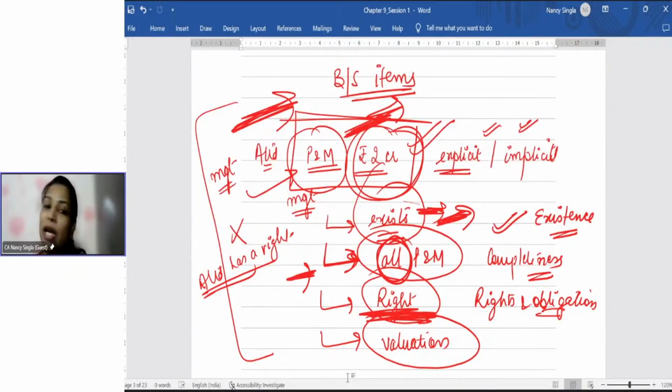Let me just have a look at your queries. Himanshu saying, ma'am, absolutely clear. Bhumika, Sudhanshu, Diksha, Manisha are saying, ma'am, clear.